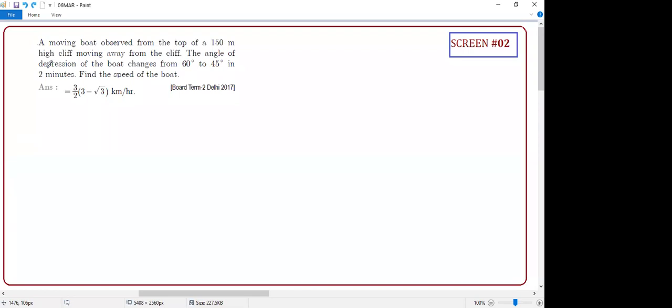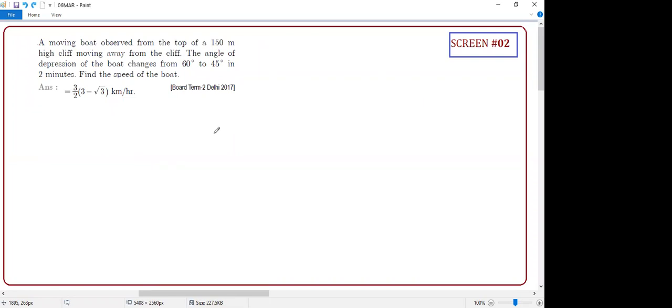Okay, a boat is moving. Observed from the top of a 150-meter high cliff, which means what? Some kind of mountain, right? A small mountain. From there it's 150 meters. So consider, I am sitting there, so I am observing. A boat is moving. Correct or not? So the angle of depression of the boat changes from 60 to 45 degrees.